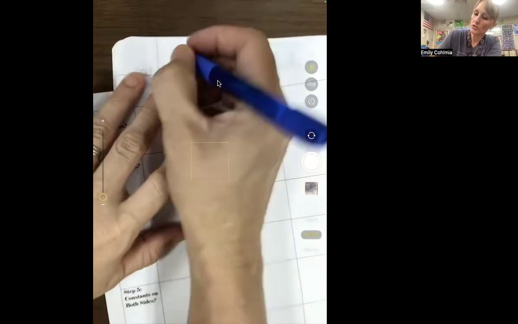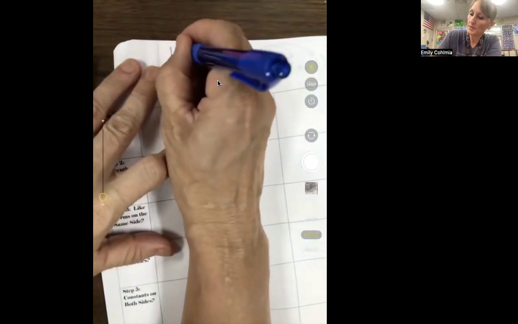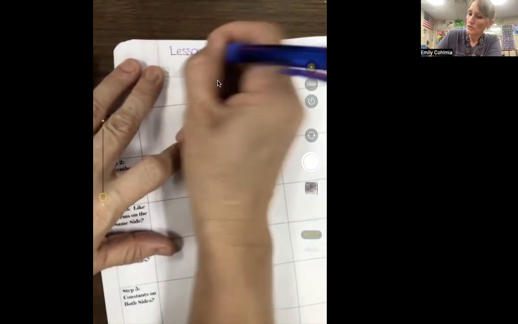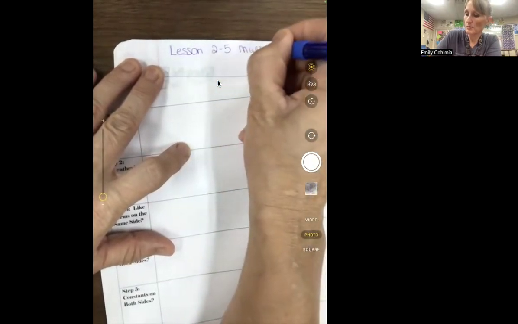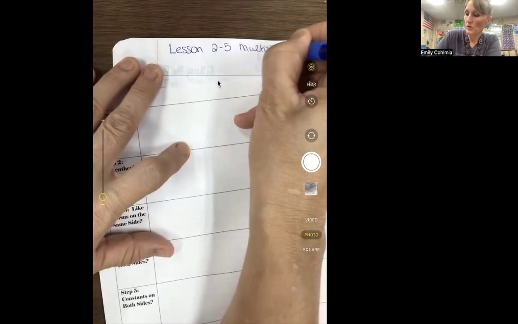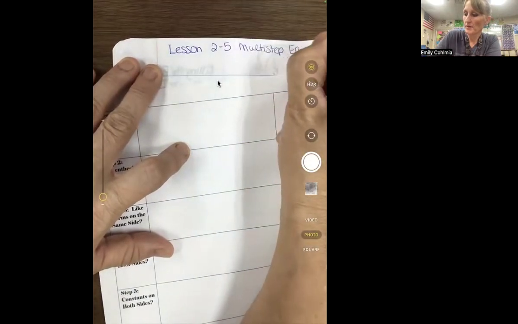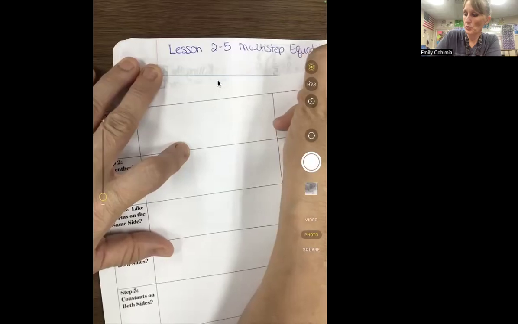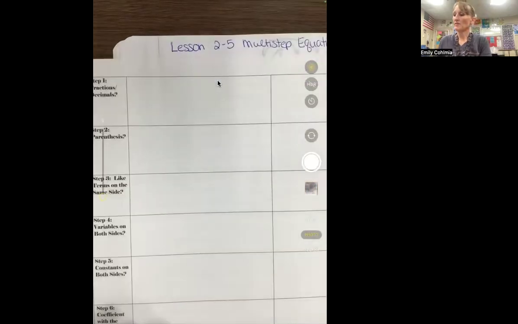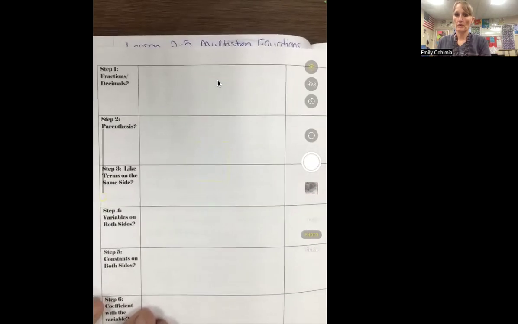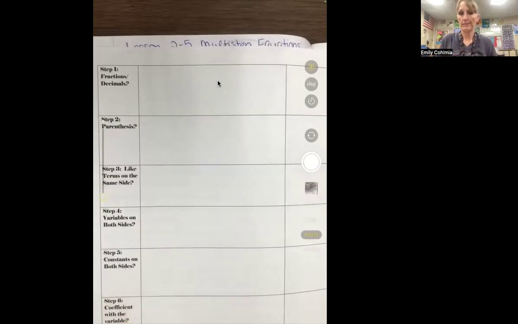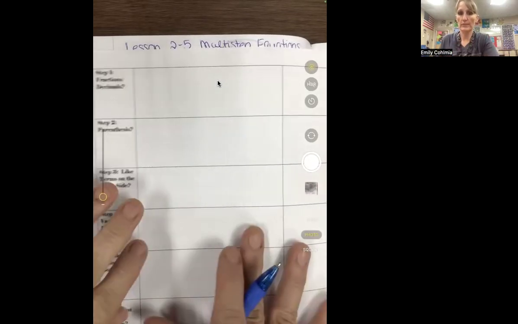So the first thing we're going to do is go up here and write lesson 2-5, multi-step equations. This is just going to be a guide to help you with the order of how to solve an equation.